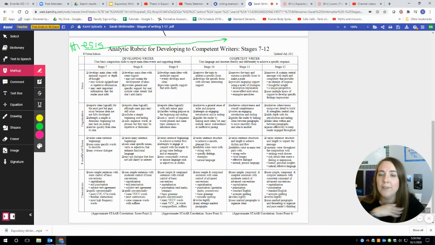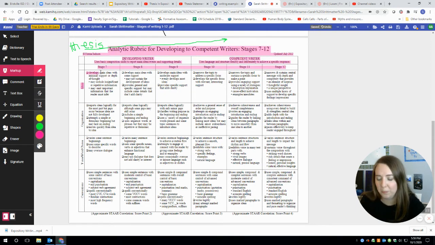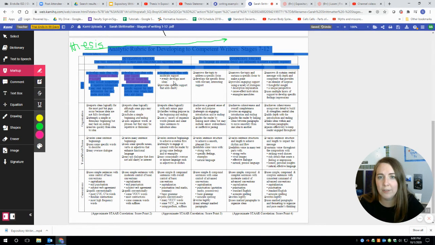If you were in stage 7, you have some main ideas, but they only have minimal support or depth of thought. So you gave ideas, but maybe you didn't really support them. Stage 8, you'd be developing the main ideas with some support. So you actually would have some support, but maybe you got a little bit off topic and you didn't go deep enough. Stage 9, you're going to have lots of support and most of your ideas are evenly developed.